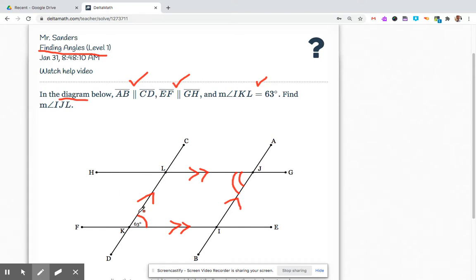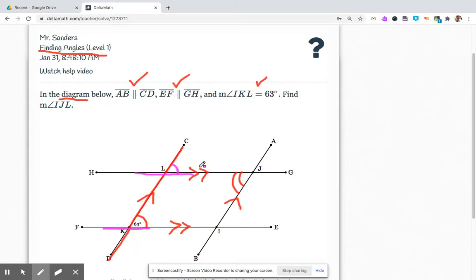All right, so let's see. It's kind of like a trail or a maze. This is the transversal cutting between this parallel and this parallel. So by that means these two have to match right here. It's the same side of an inside and an outside. These match because these are parallel.